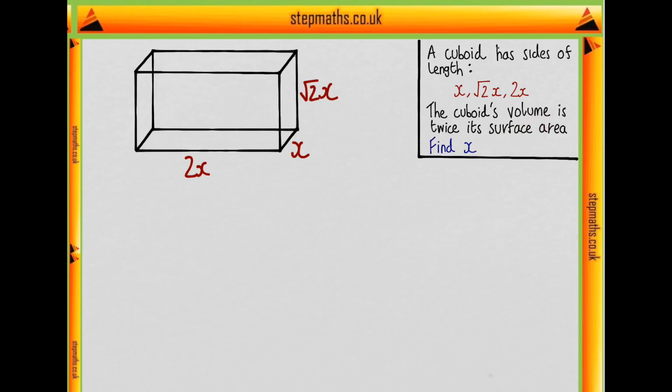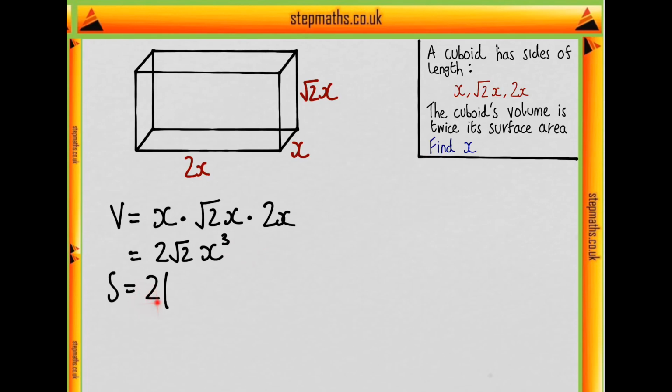So the volume, V, is equal to x times root 2x times 2x, i.e. just a product of all three dimension lengths. And that's 2 root 2 x cubed, because we get 2 here, the root 2 here, and the x's, we've got 3 of them, multiplied together. So that's quite nice. The surface area is a bit more awkward.